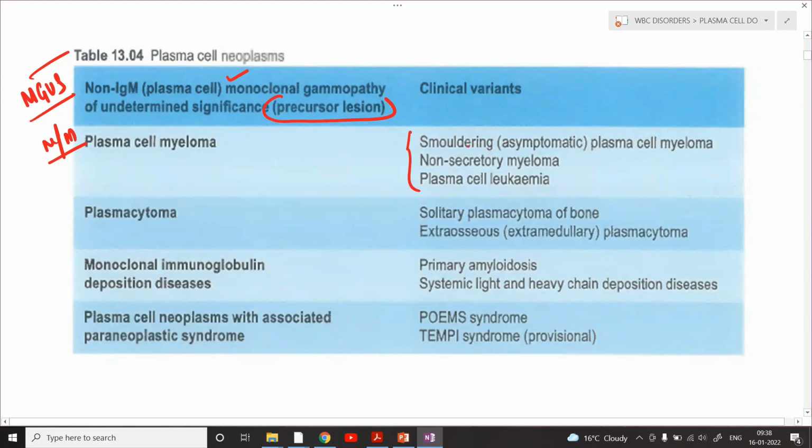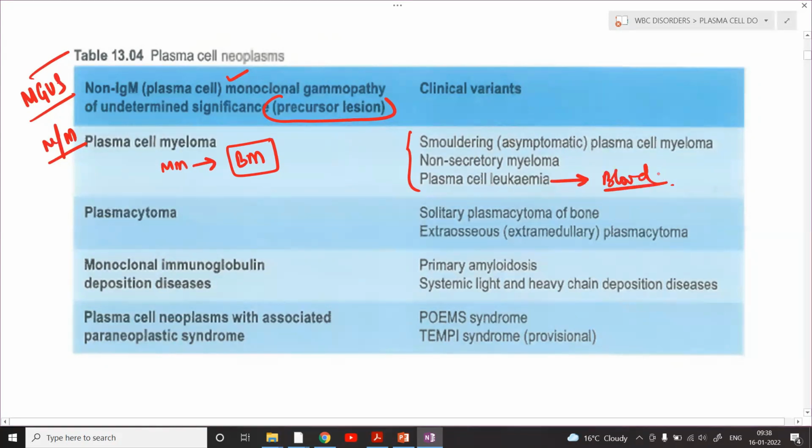Now just remember, normally multiple myeloma involves the bone marrow, and the myeloma cells are present in the bone marrow. What are the myeloma cells? These are nothing but neoplastic plasma cells. They are present classically in the bone marrow. In case of plasma cell leukemia, the neoplastic plasma cells enter the blood.